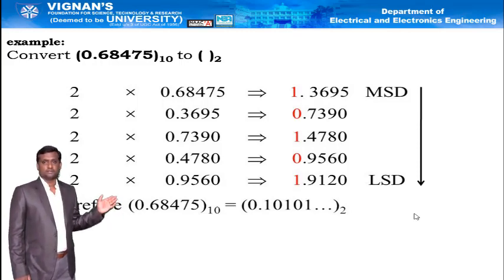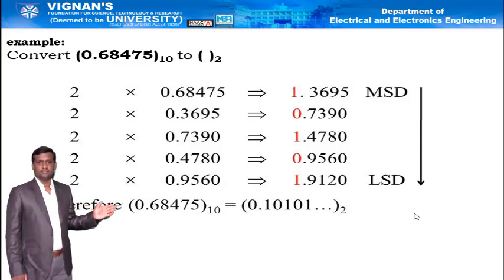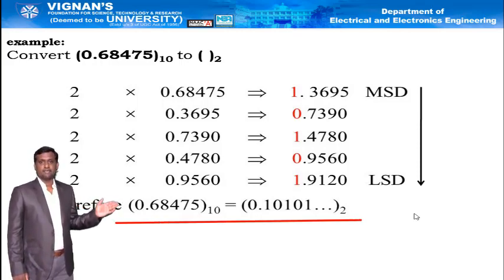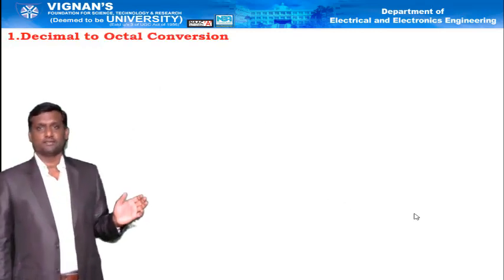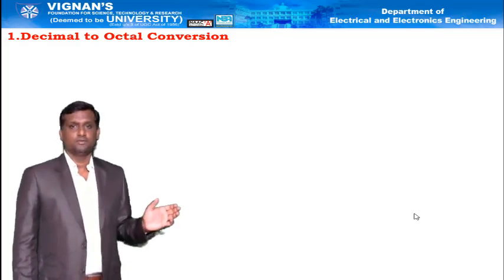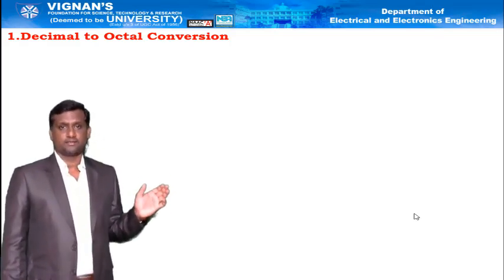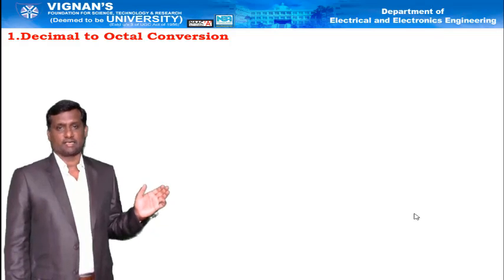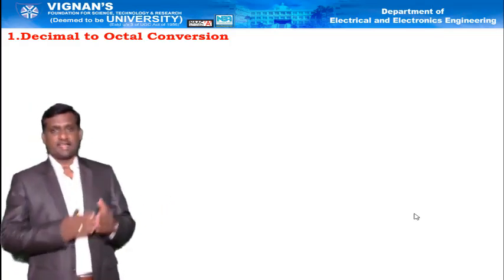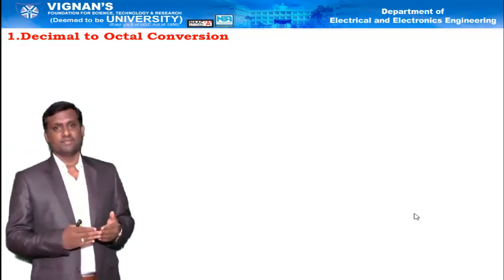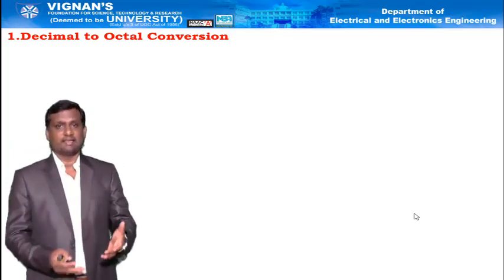So finally, in this conversion, for 0.68475 base 10, its equivalent binary is 0.10101, etc. So that is the decimal to binary conversion. Second one, decimal to octal conversion. Okay, here we have a decimal number, that is nothing but base 10 system. Now we need to convert into base 8 system.